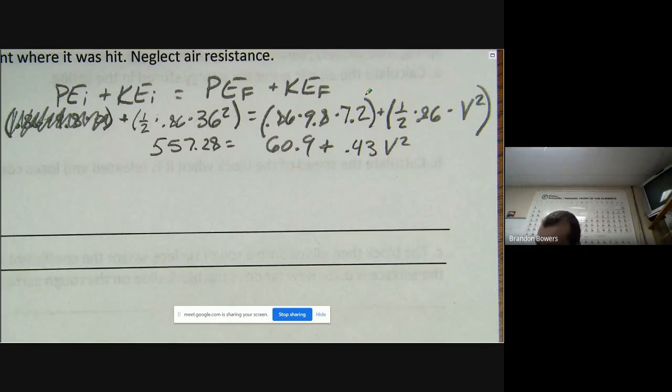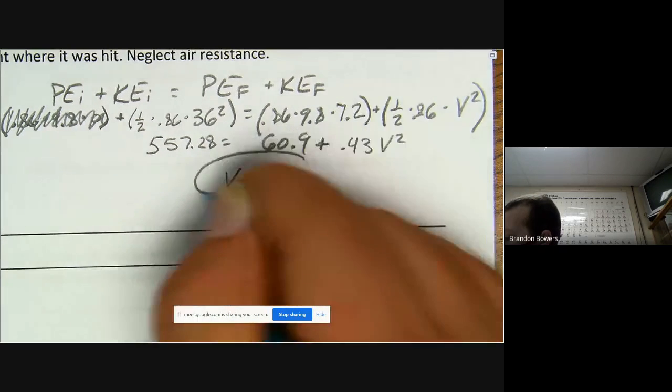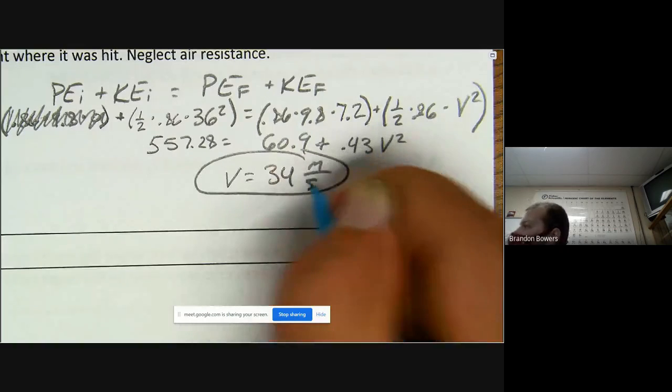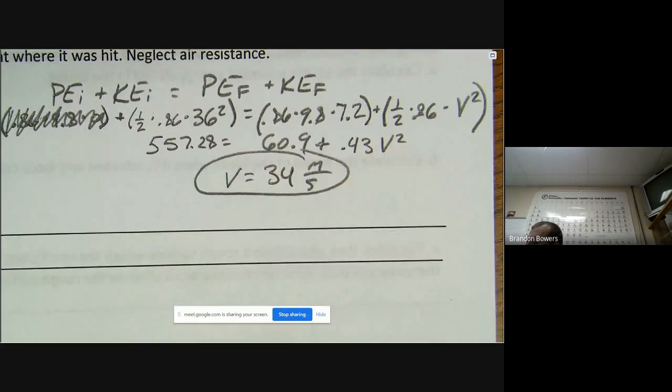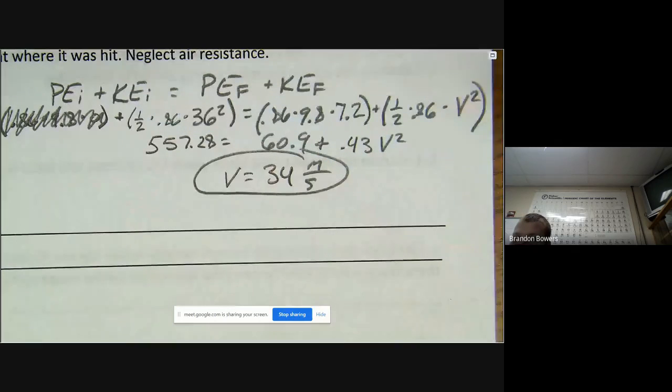And for my final answer, I got 33.97. With 2 sig figs, 34. I got V to be 34 meters per second. All right, so hopefully you guys will see this time and time again. The initials are going to equal the final. We're going to do that for many, many future problems. Well, a few future problems.